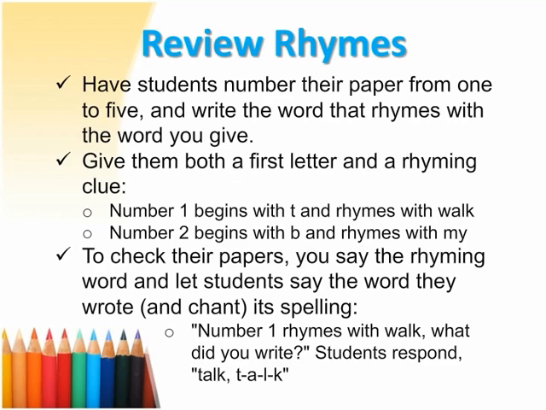For the reviewing rhymes strategy, you would once again have the students number their paper from 1 to 5 and write the word that rhymes with the word that you give. You would give them clues. The example shown here says that number 1 would be a word that starts with T and rhymes with walk. Number 2 begins with B and rhymes with my. To check their papers, you say the rhyming word and let the students say the word that they wrote, and chant, if necessary, its spelling.